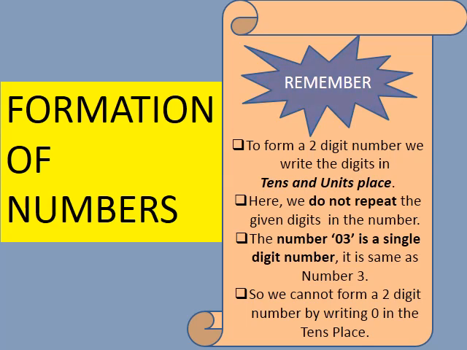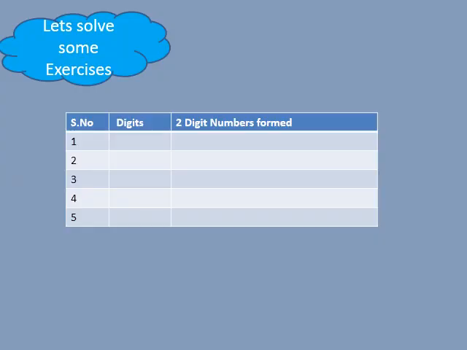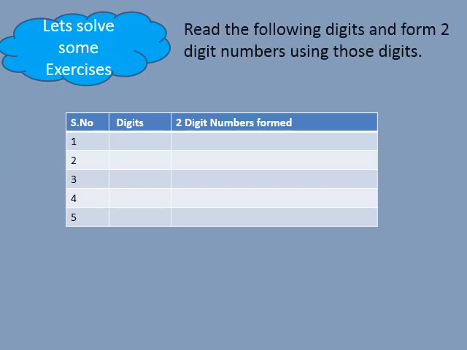So children, once you remember these rules, it will be very easy for you to solve the sums and form different numbers. So children, now let's solve some exercise. Read the following digits and form two-digit numbers using those digits. This is our question. Following are the digits given to us. Let's start from the first one, 5 and 9.